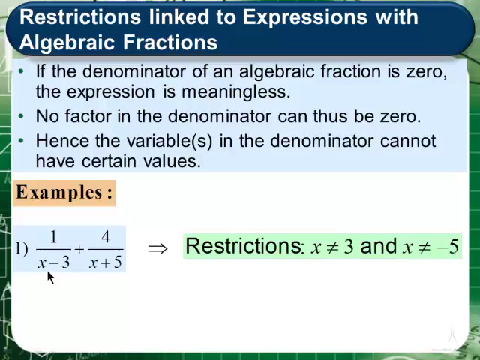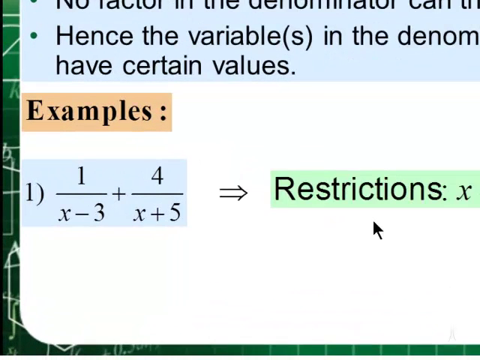Did you notice what happens if x is equal to 3? 3 minus 3 is 0. Then we divide by 0, which is impossible. So we have to remove these values for the unknown x, namely 3 and minus 5, from all possible values that will be considered in this particular expression. It's not valid at all.